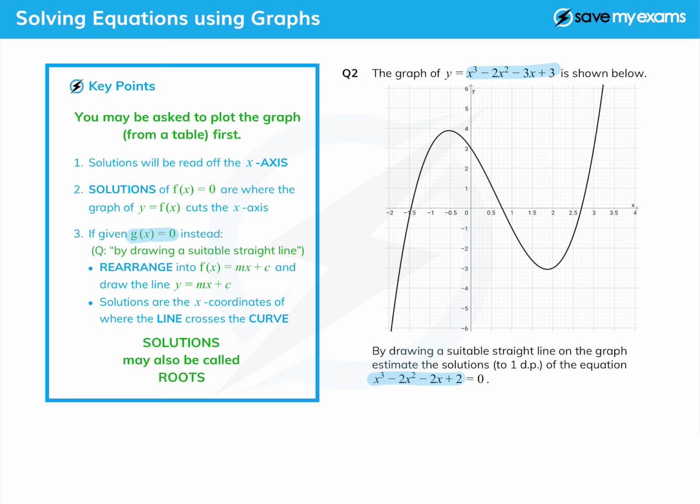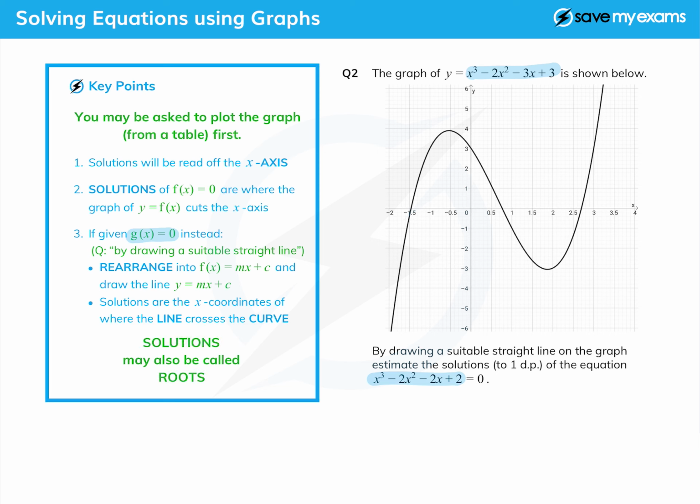And the way we do it is the first thing we do is we rearrange g of x equals 0 into f of x, so we've got the thing we've drawn equals something x plus something. The reason I've written it as mx plus c is because we're then going to draw the line y equals mx plus c, and the solutions will be the x-coordinates again. So the x-coordinates, read off the x-axis, of where the line and the curve cross. Don't forget that solutions may also be called roots, but normally they call them solutions.